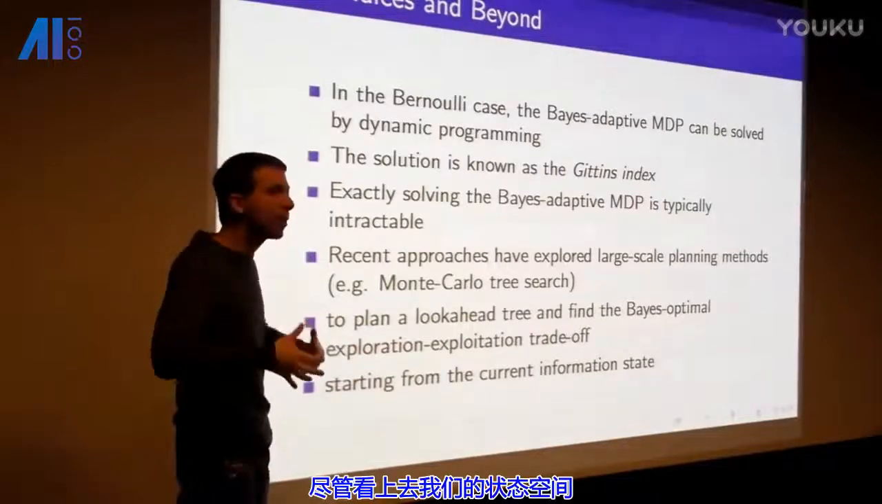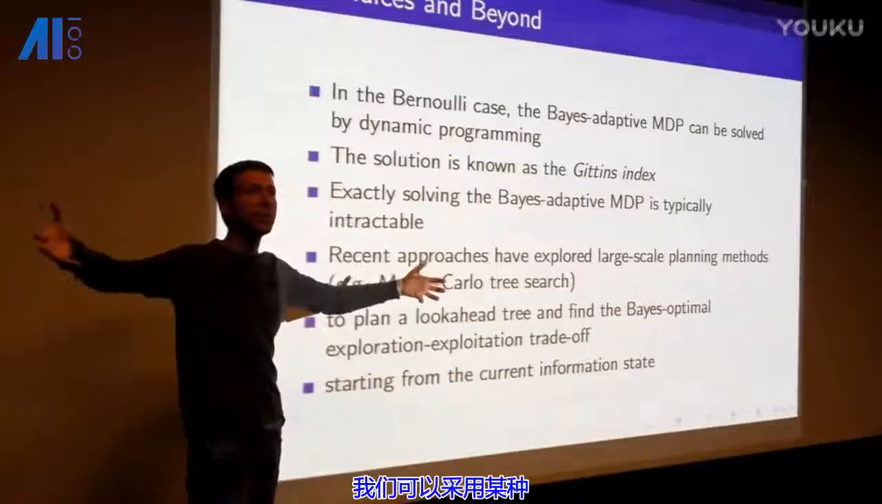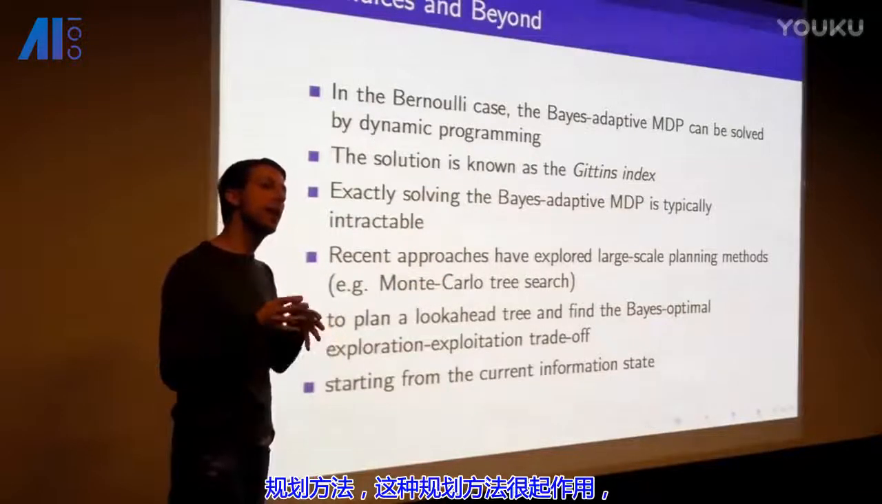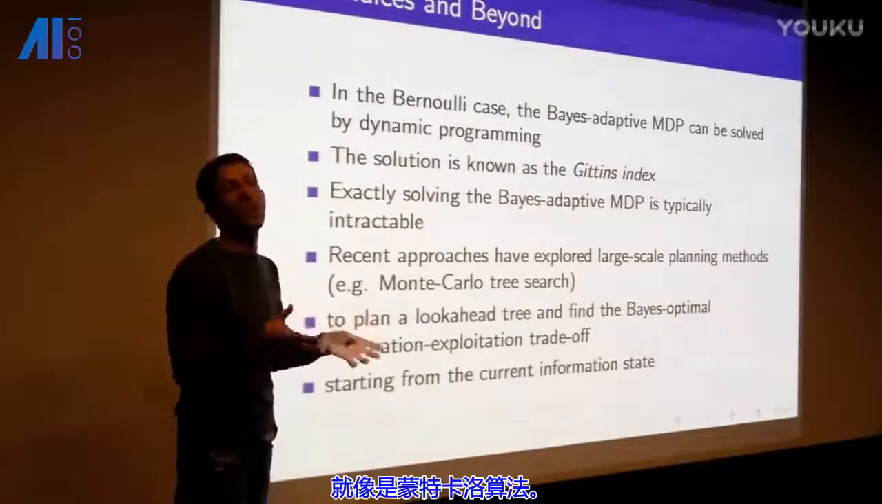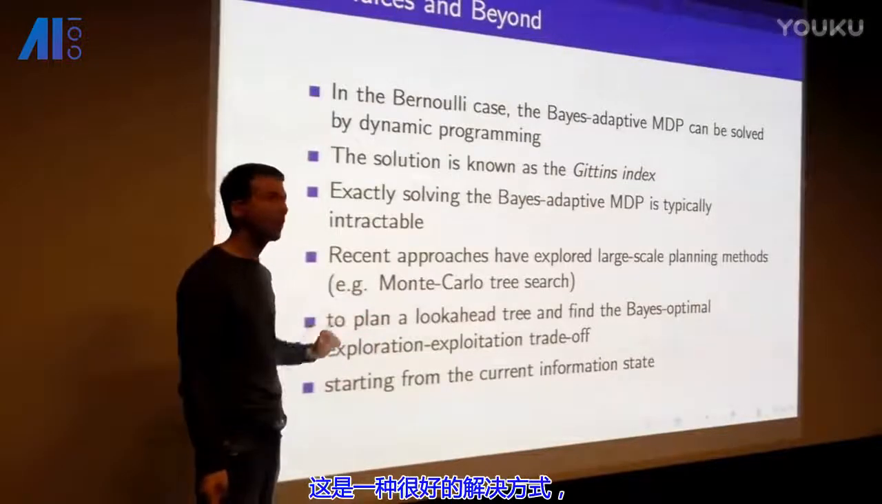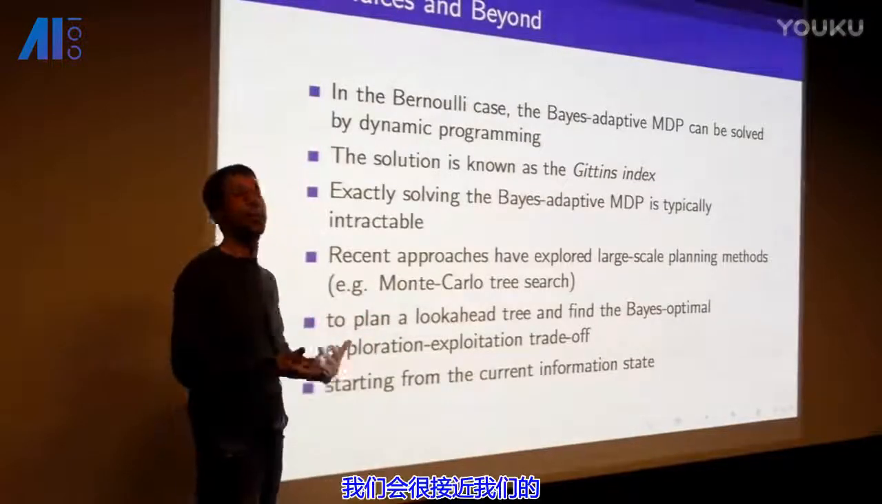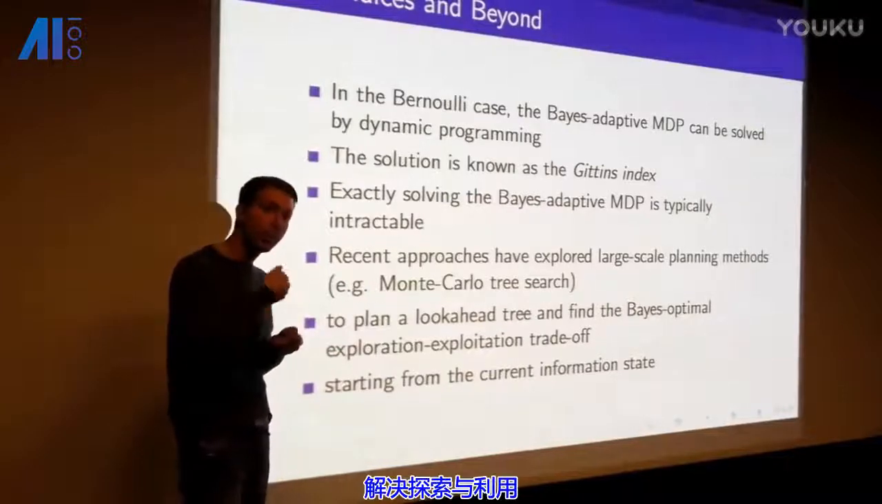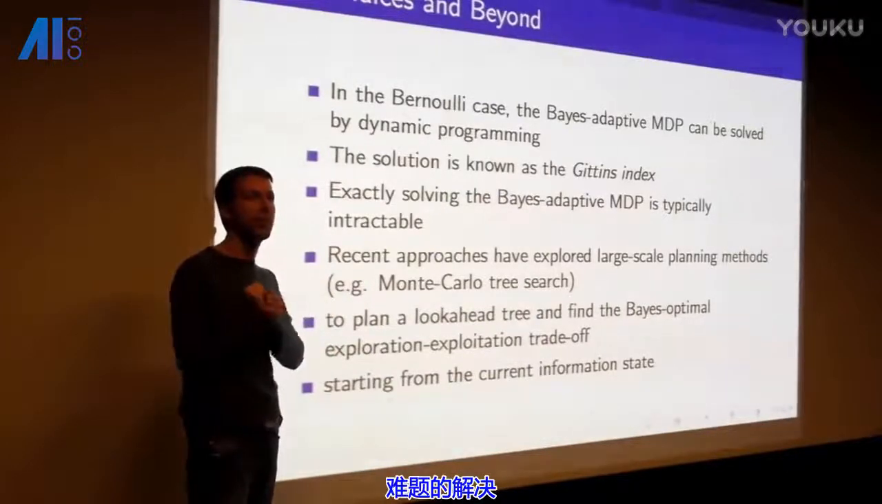So even though it might look like we've blown up our state space to something enormous, we can then use some of the planning methods that we know are very effective in large state spaces, like Monte Carlo tree search, to still find approximately a very good solution, and so approximate the best possible trade-off to the exploration-exploitation dilemma.